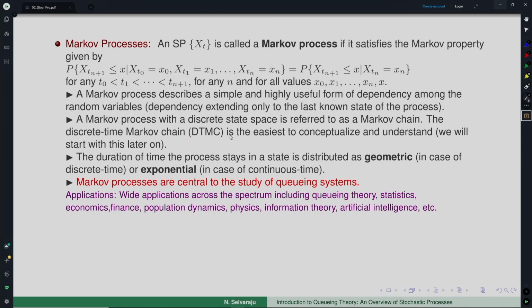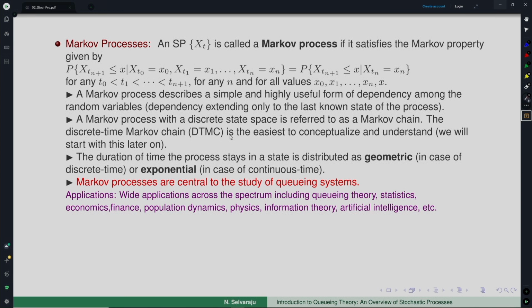The duration of the time the process stays in a state is distributed as a geometric distribution in the case of discrete time and exponential in the case of continuous time. That is the major property: the holding time or sojourn time in a particular state of the process is exponential or geometric, depending upon the time. These are the only distributions which have this memoryless property. So, that is where this comes from.